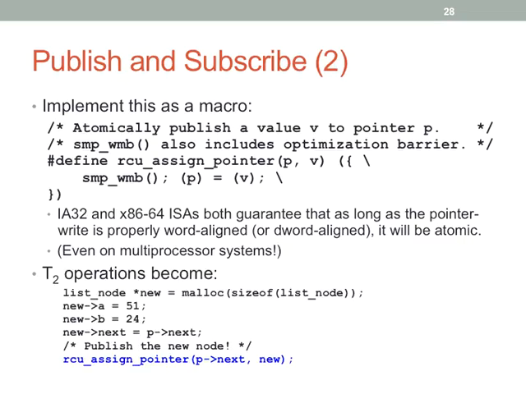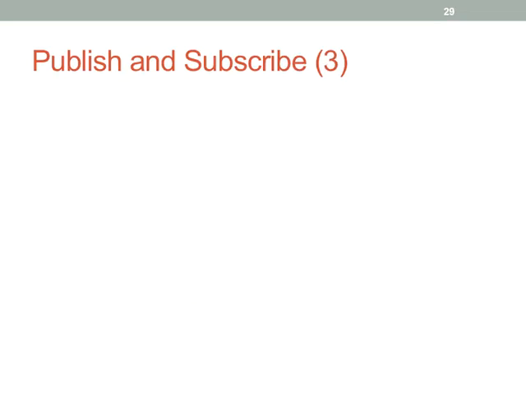So this is what T2 does. Notice we have all of our setup stuff, and that can be done in any order, and then we have rcu_assign_pointer. So instead of just saying p arrow next equals new, now we just say rcu_assign_pointer. It plops in the write memory barrier, and then we do our thing. Okay? So it really isn't much different.